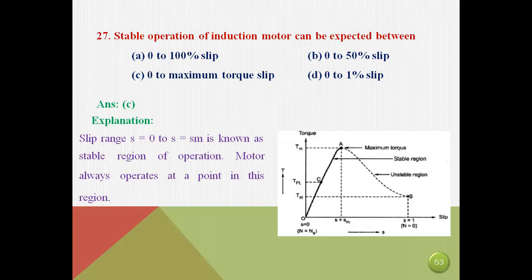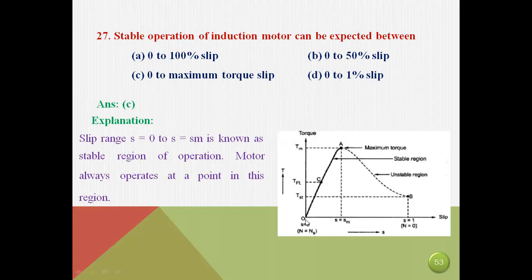Now, stable operation of the induction motor can be expected between where? We are taking that from 0 to S equal to Sm. That is nothing but the point at which you will get the maximum torque.